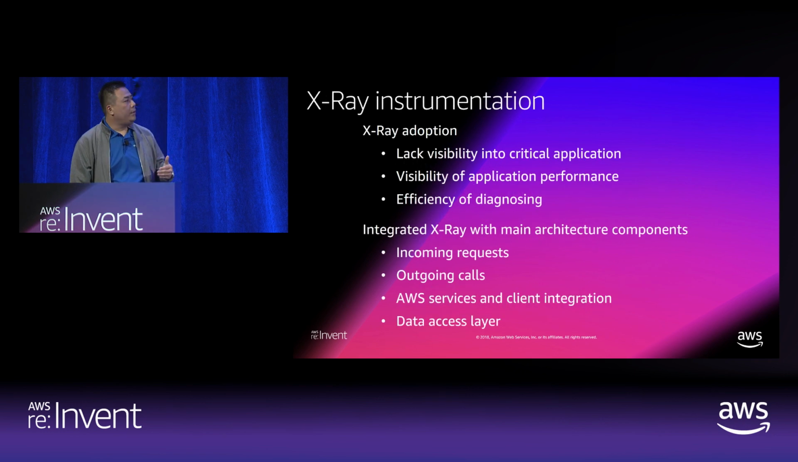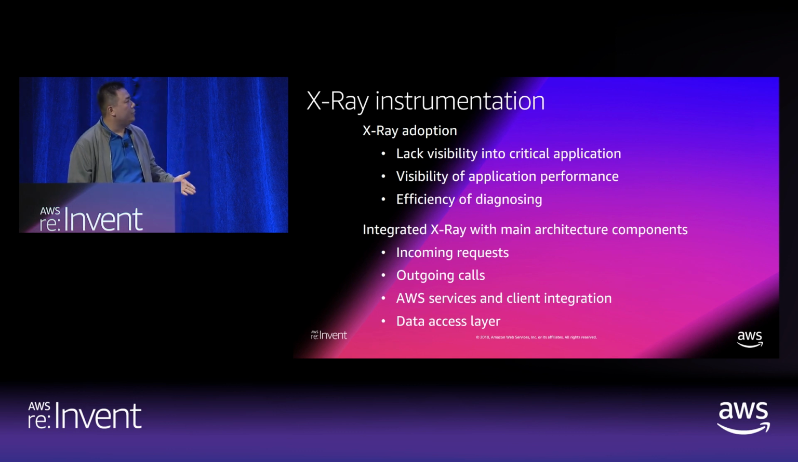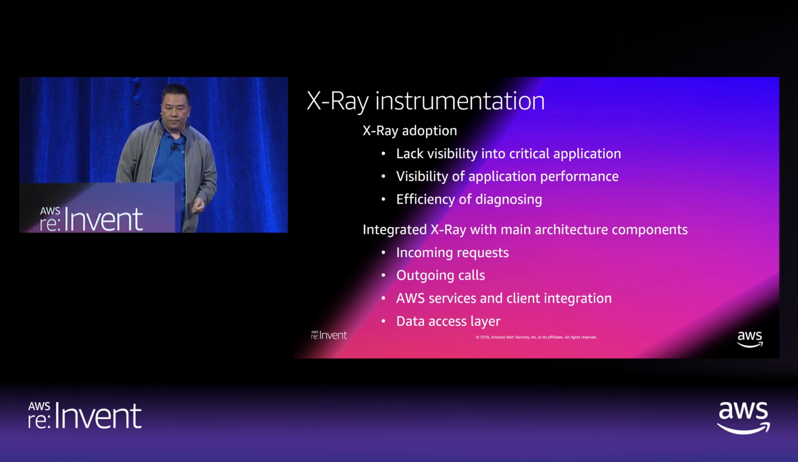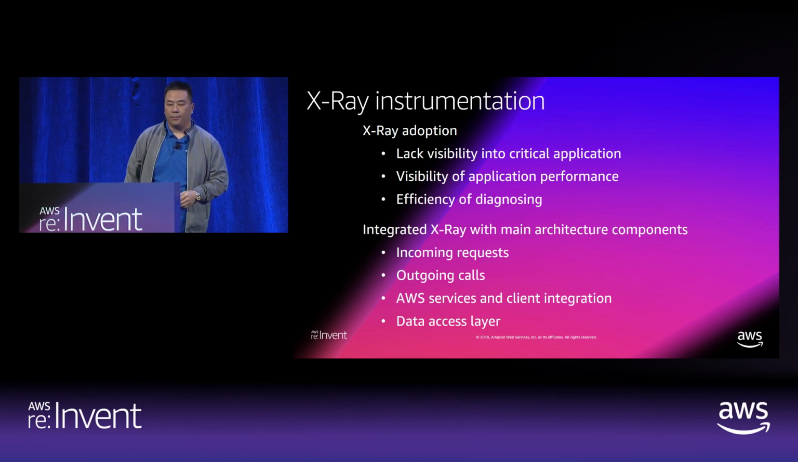So we started looking for a different way to pinpoint the issue quicker. We started looking into X-Ray. X-Ray gives us the ability to look into our application, see where our bottlenecks are, where our performance issues are, and it quickly allows us to diagnose what the problem is. We also started integrating it into most of our main architecture components so we can see incoming and outgoing requests.